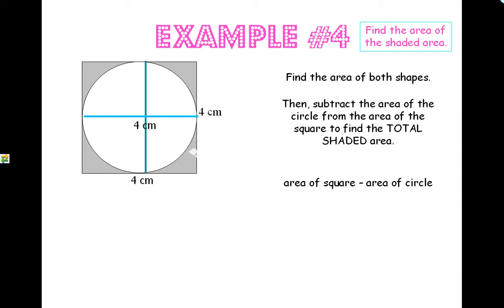So let's look at the square. The formula is going to be side squared. Our side here is 4, and 4 squared is 16. So the area of the square is 16 feet squared.